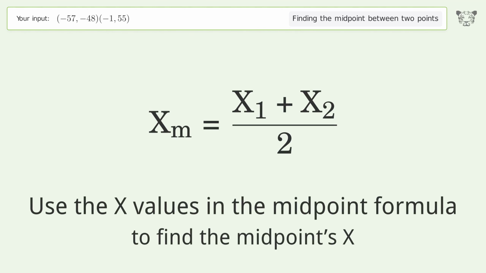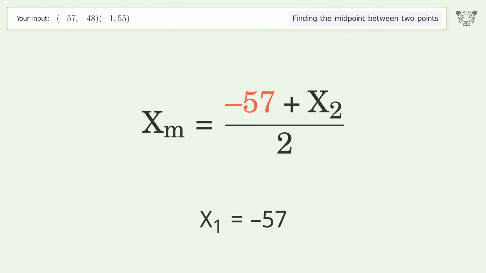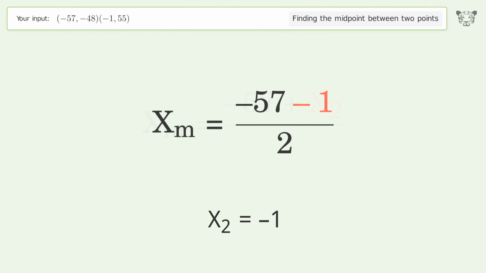Use the x values in the midpoint formula to find the midpoint's x. x1 equals -57. x2 equals -1. Simplify the arithmetic.